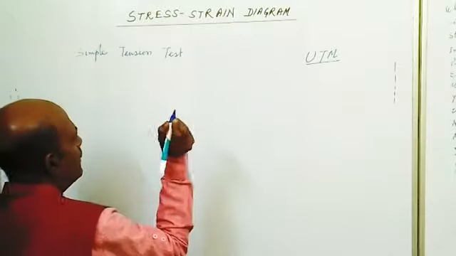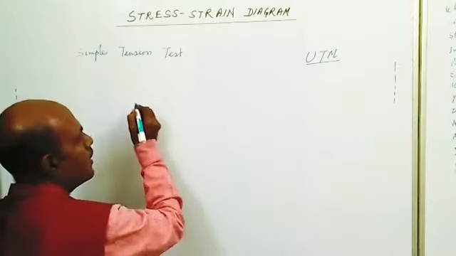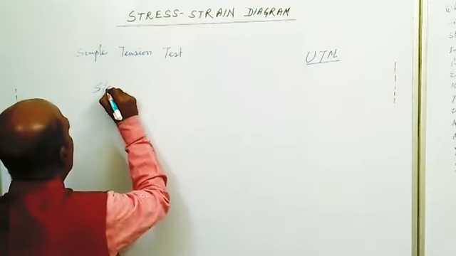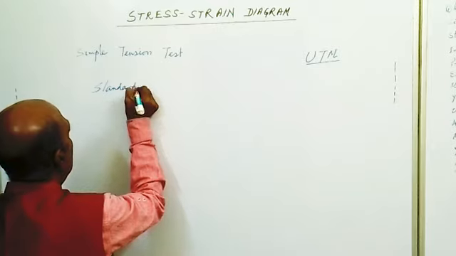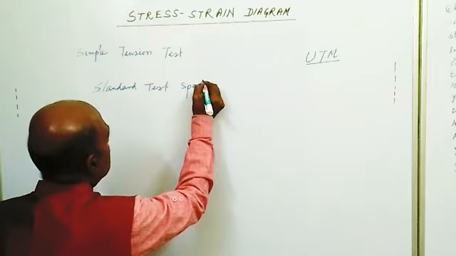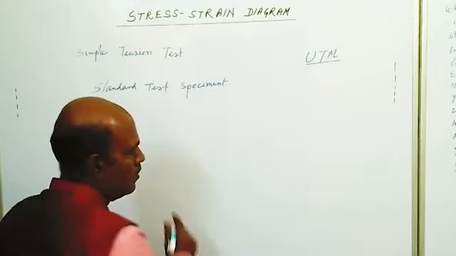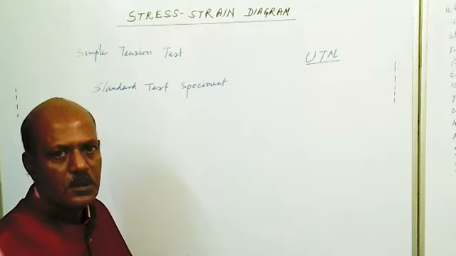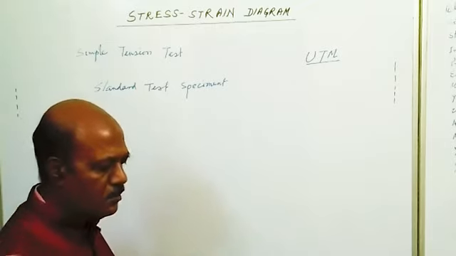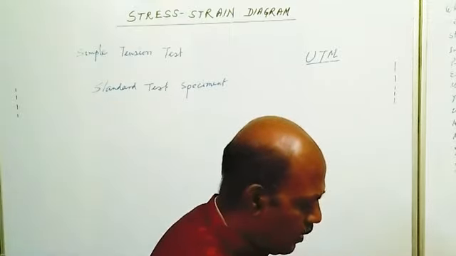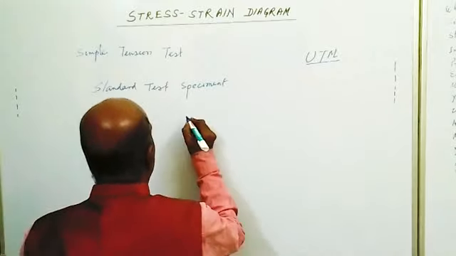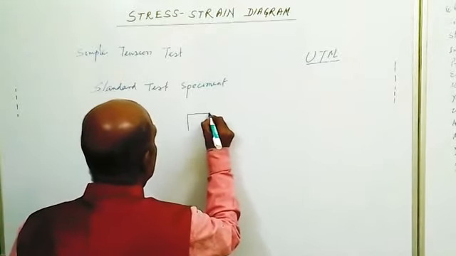Now let us see the standard test specimen. This test is carried out on a standard test specimen, meaning whatever may be the material, the test is carried out on a specimen whose shape and size are fixed. So this is the standard test specimen.